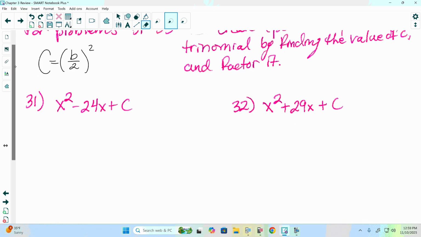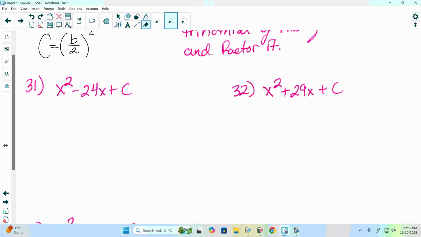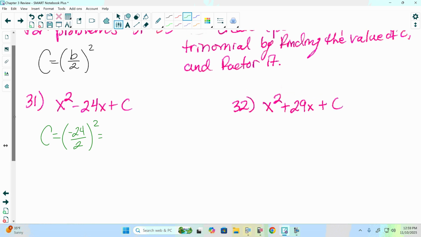But let's look at 31. What's the value of B for 31? So negative 24 over 2 squared.